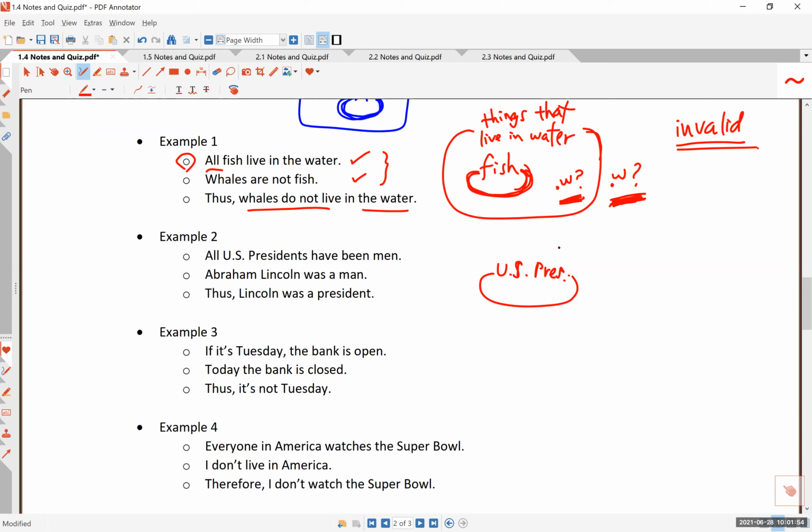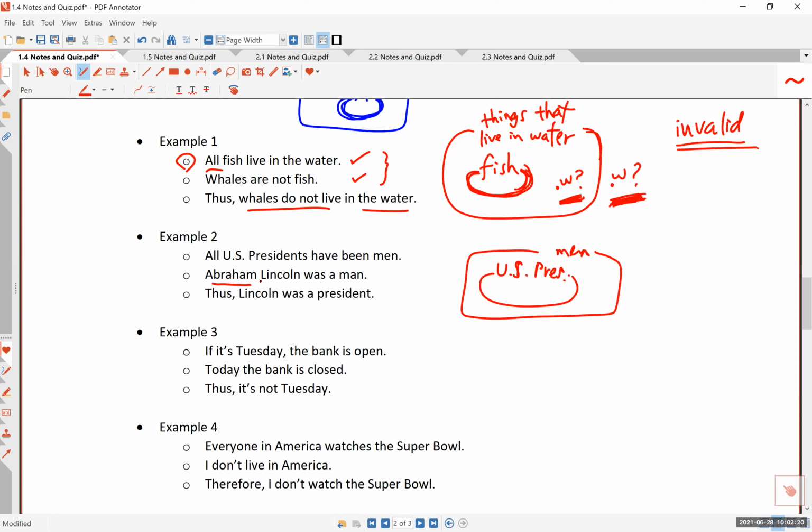All right, and then the next one says men. So all US presidents have been men. Now this is a big group of people, right? And so this is the statement. This is the Venn diagram reflecting the first statement. All US presidents have been men. If X has been, or if X was or is a US president, then X must be a man. Okay, that's what the first statement says.